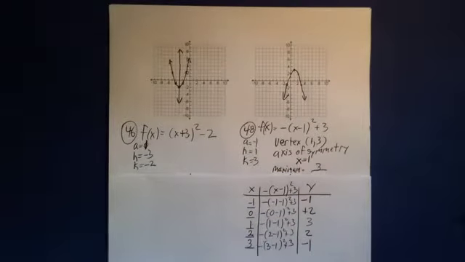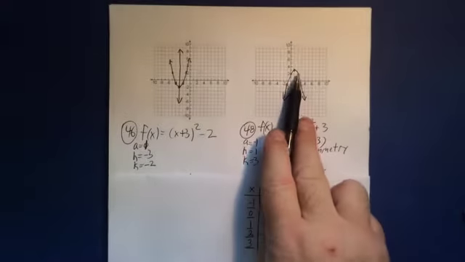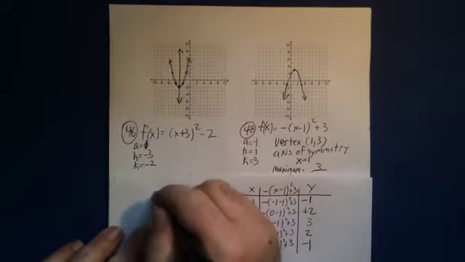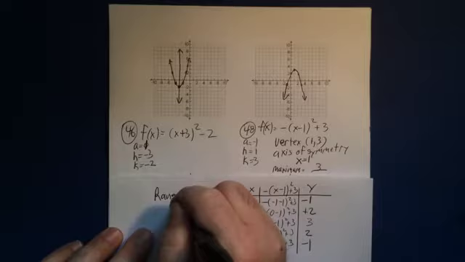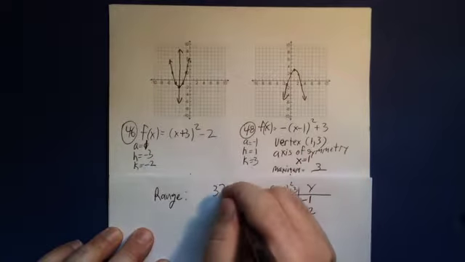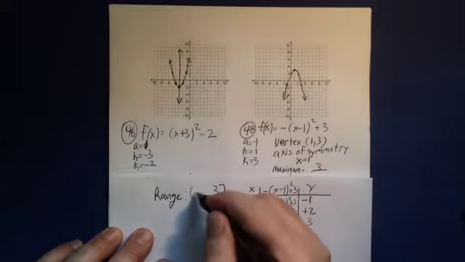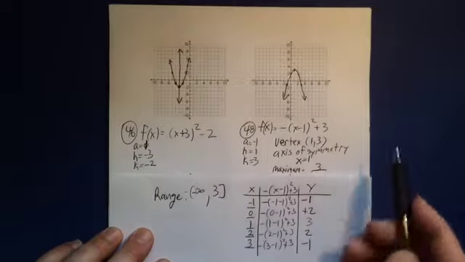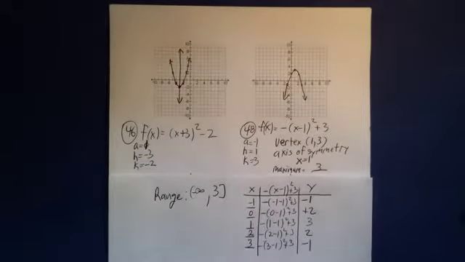And if you want to determine the range, since 3 is the maximum, if we're looking at the range for this, then it looks like the maximum is 3. That's as high as it goes. It's going to be coming from negative infinity, going down to negative infinity. So the range for this would be negative infinity, all the way up to and including 3.